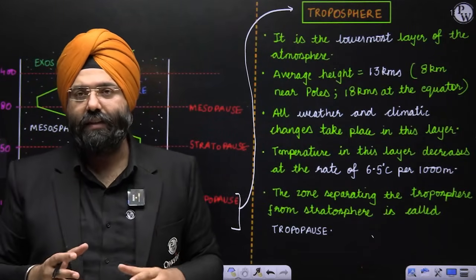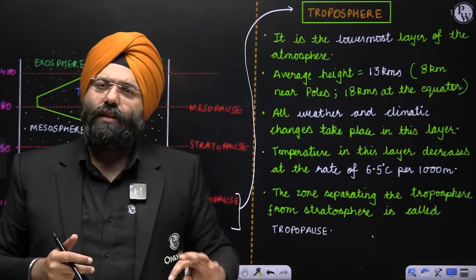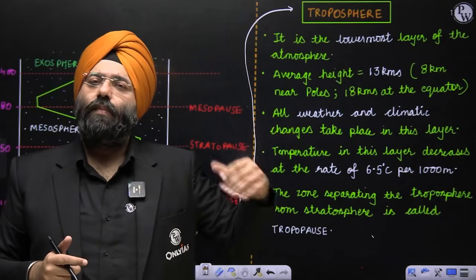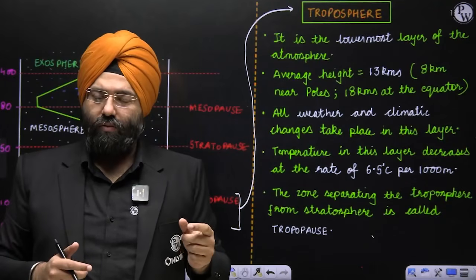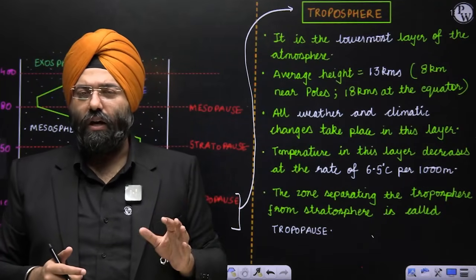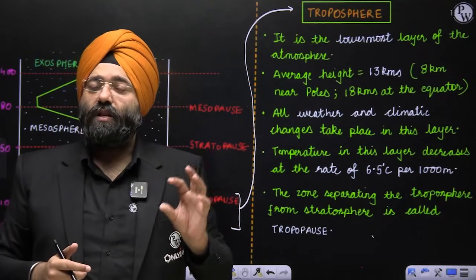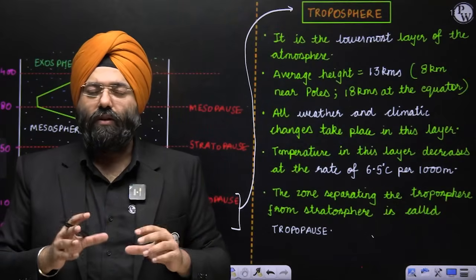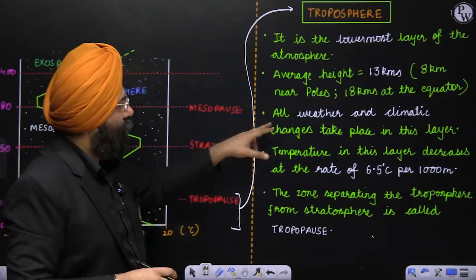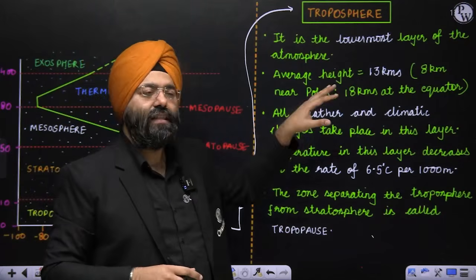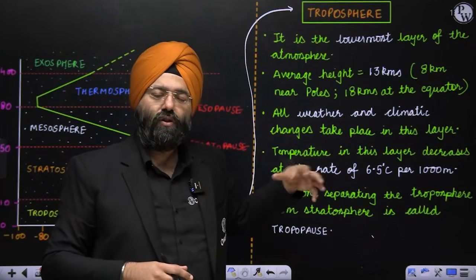I would say yes. But if the question comes that there are no clouds present in the above layer, that will be wrong. There are stratospheric clouds also, right? There are stratospheric clouds also. But when we talk about weather phenomena, it is basically talking about this layer where it is confined. So all weather climatic changes take place in this layer. Clouds, majority of the clouds are present here.